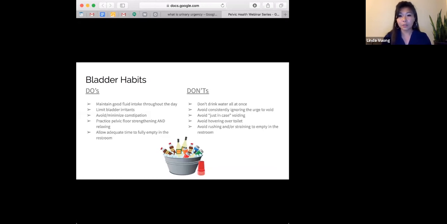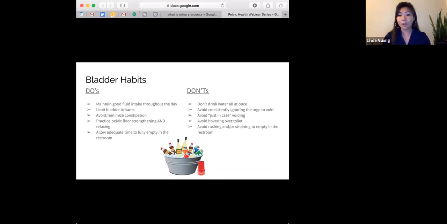Some of the don'ts we talked about: don't drink water all at once, and avoid ignoring the urge. That's another really big one. Depending on the profession, people call it doctor's bladder, nurse's bladder, whatever it is. I guess we can call it PT's bladder too, when you are on a schedule and not able to use the restroom when nature calls. I'm sure we all do that.